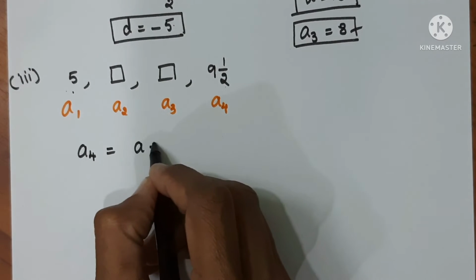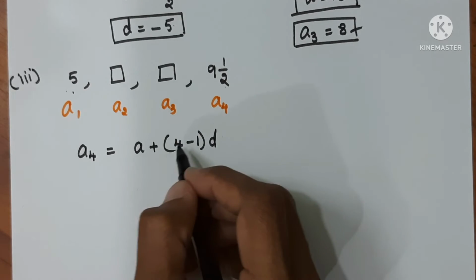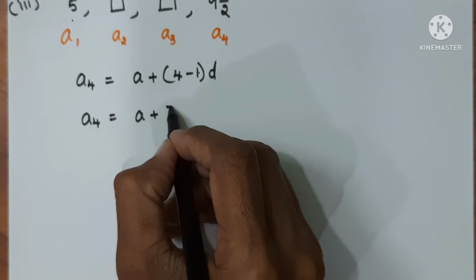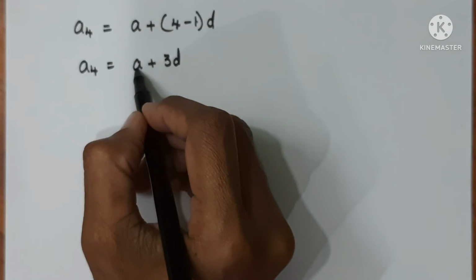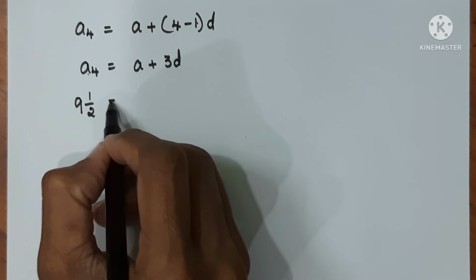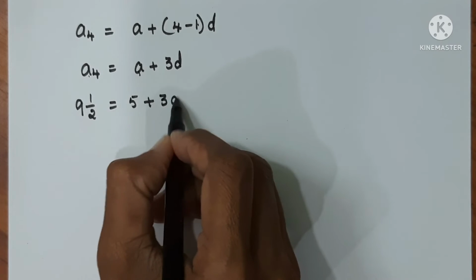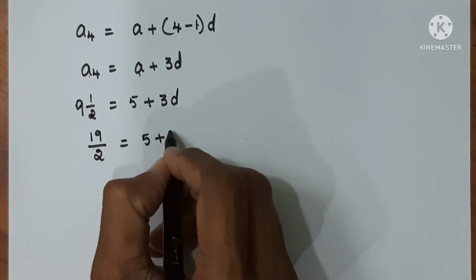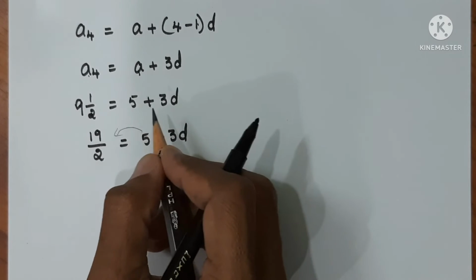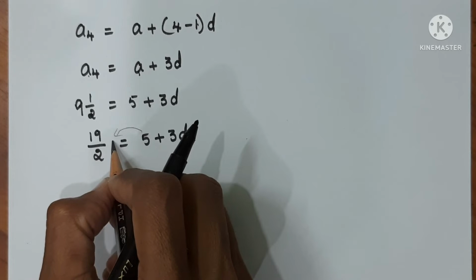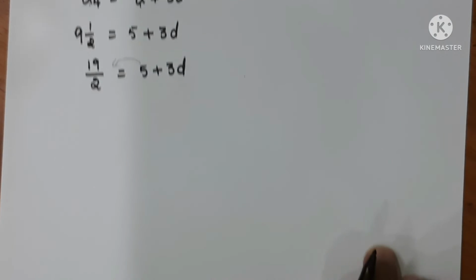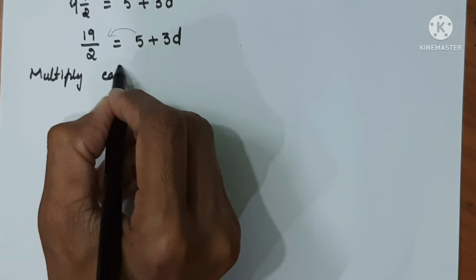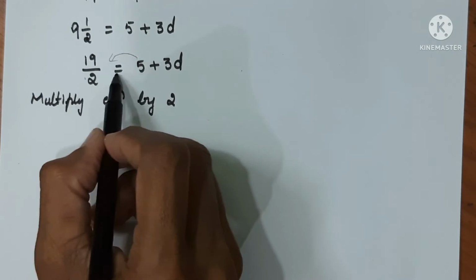a4 equal to a plus 4 minus 1 into d. Here I have used the term formula. Now a4 equal to a plus 4 minus 1 is 3d. Now substitute the values of a4 and the first term. The fourth term is 9.5 equal to the first term 5 plus 3d. Here 9 2s are 18 plus 1 is 19 by 2 equal to 5 plus 3d. Now take 5 to the LHS, and it becomes minus 5. Then you have to take the LCM, or else you can multiply the equation by 2, each term of this equation.